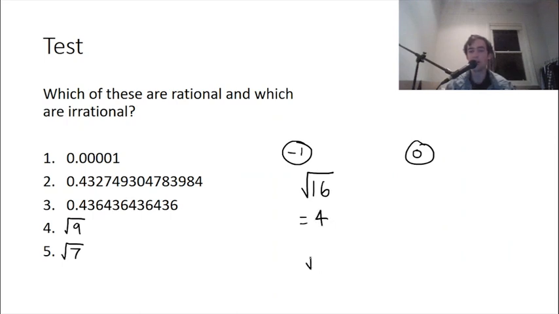Okay, what about the cube root of 8? The number I have to cube, or times by itself 3 times, to get to 8. So that can't be 1, because 1 times 1 times 1 is 1. It can't be 3, because that's 3 times 3, 9, times 3 again is 27. So it's in between 1 and 3, it's got to be 2. 2 times 2 times 2 is 8.